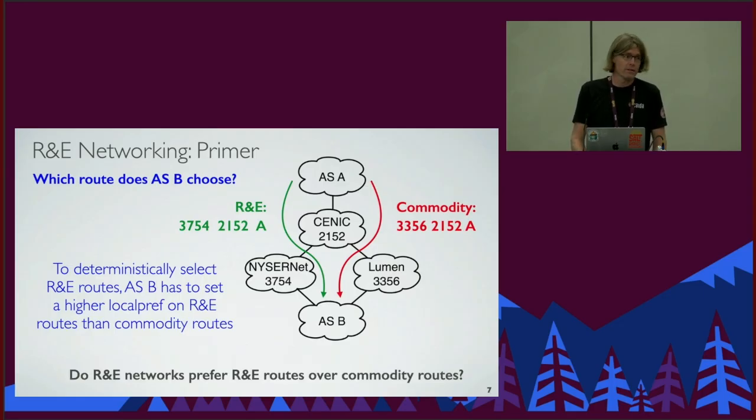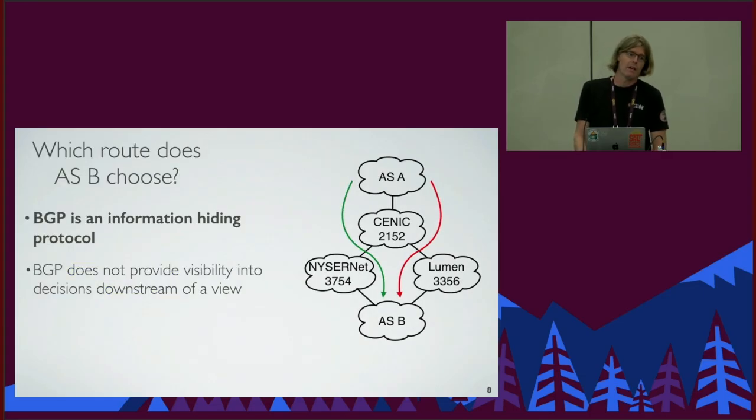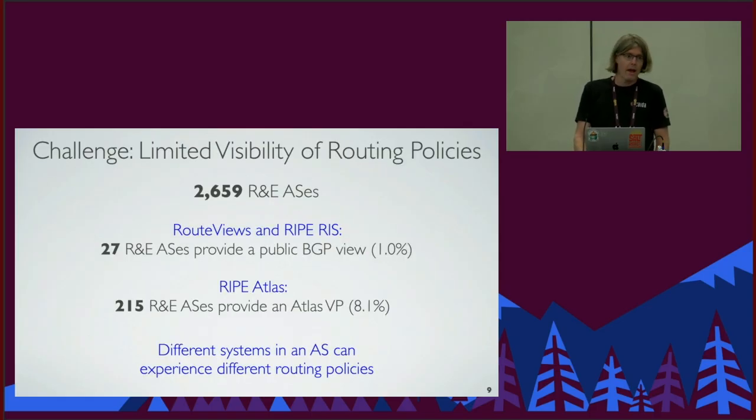And so we had a question about a year ago: empirically, do R&E networks actually prefer R&E routes over commodity routes? This is a difficult question to answer empirically with BGP data, because BGP hides the information we need to answer it. We don't have visibility into decisions downstream of a view. NISANet can't know that B has assigned a high local preference to it, for instance. And the public view that we have through RouteViews and RIS covers about 1% of the R&E ASes.